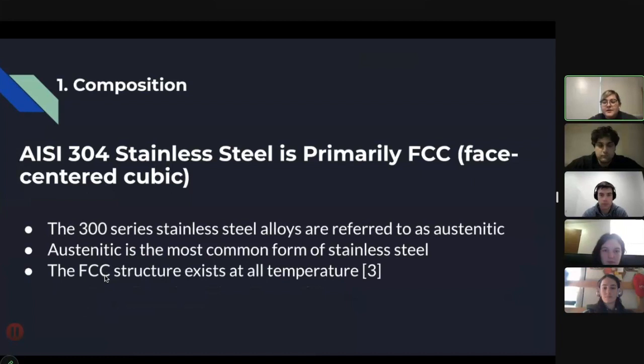304 stainless steel is primarily face-centered cubic. The 300 series stainless steel alloys are referred to as austenitic because they consist predominantly of the austenite phase in the annealed condition. They are also the most common type of stainless steel. The face-centered cubic structure exists at all temperatures. Austenitic stainless steels have moderate to high nickel content ranging from 8 to 12%. Their high manganese and nitrogen content stabilize the austenitic structure. However, the addition of these elements makes them more expensive.